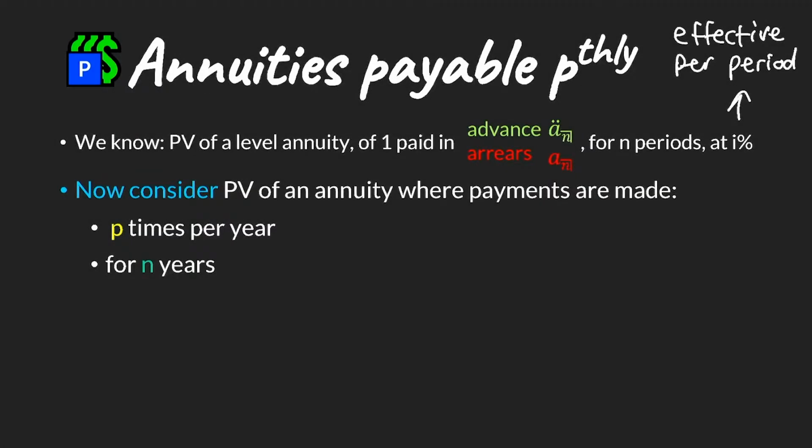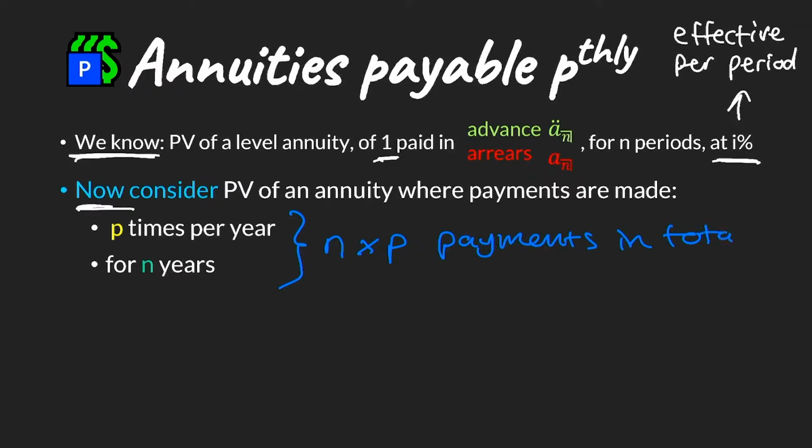We know how to calculate the present value of a level annuity of 1 that's either paid in advance or in arrears for n periods at an effective interest rate per period of i. Now we want to consider calculating the present value of an annuity where payments are made p times per year for n years. In other words, we will have n times p payments in total.